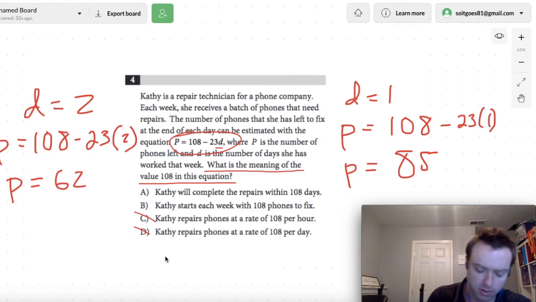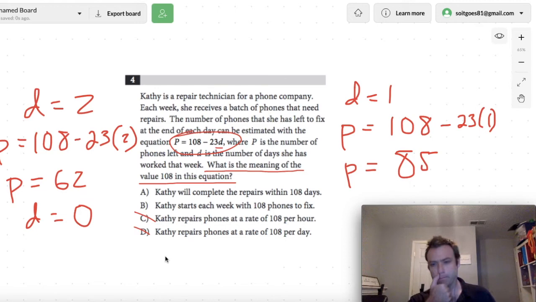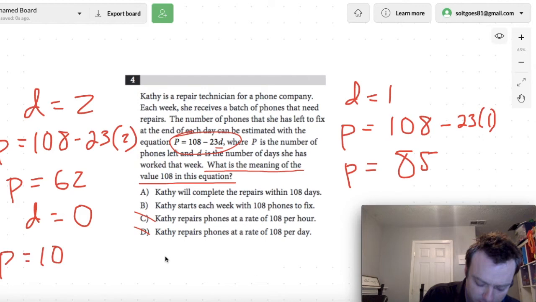Let's do this. I'm going to plug in a zero for D. Which means she's worked 0 days. She's not worked yet. It's the beginning of the week. Okay. Does that make sense? Yeah. Okay. All right. So P equals 108 minus 23 times 0.